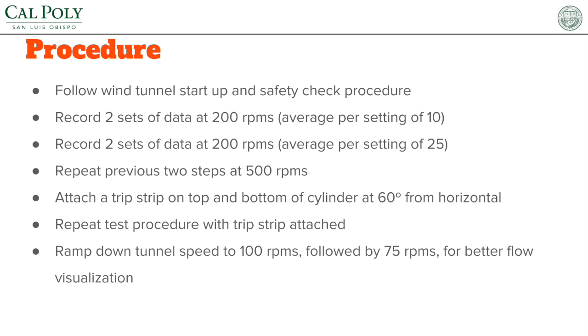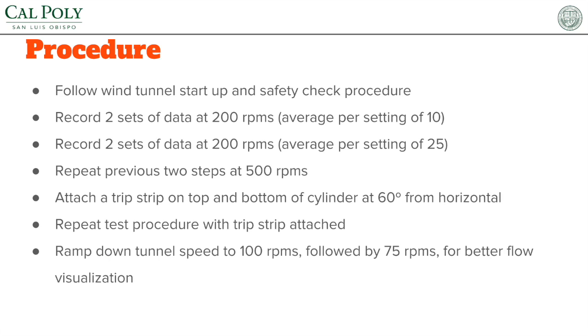The wind tunnel was brought to a stop and the trip strips were applied using aluminum tape at 60 degrees above and below the horizontal on the front of the cylinder. The same tests were then repeated with the trip strips. At each stage, photos and videos were taken to document flow visualization, and after all the data had been collected, the tunnel was brought down to 100 and then 75 RPM to get better footage of vortex shedding.